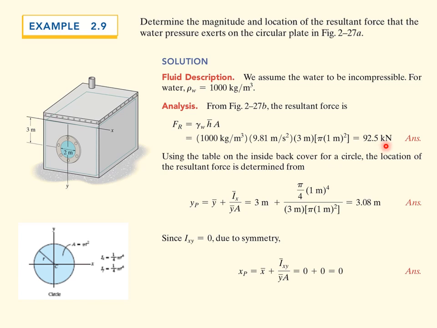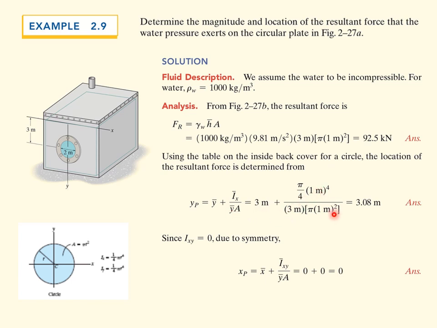So using the inside cover of the book, we can calculate what the Y sub P value is. Y bar, we know that's 3 meters. I sub X, this is kind of hard to see, but in the inside cover of the book, it shows a circle, and it shows I sub X and I sub Y to be 1/4 pi r to the fourth. So it's pi over 4 times the radius to the fourth. That's I sub X.